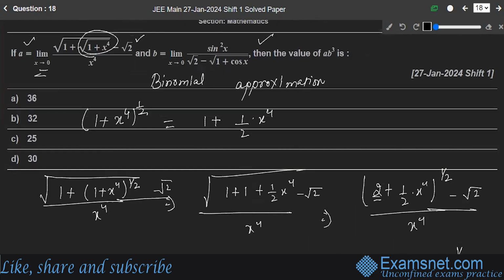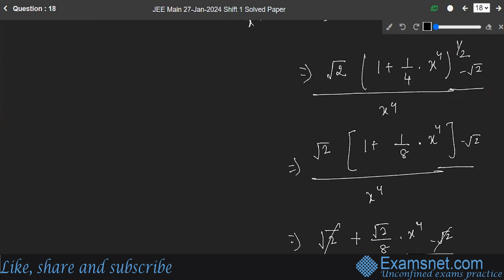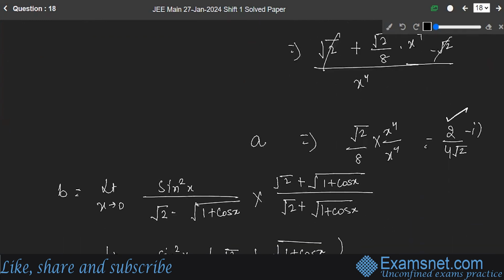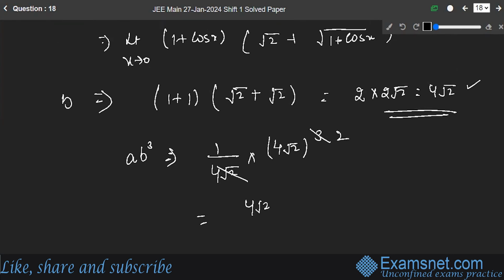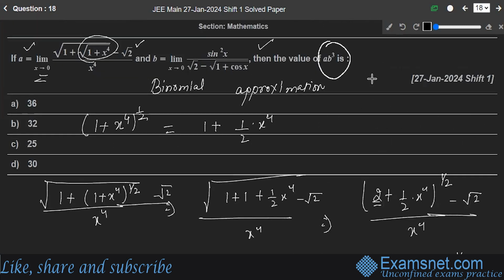Now what you have to find out is A B cube. A was this value. No, okay, this is 1. So A is this and B is this. A, B cube: A is equal to 1 upon 4 root 2 and B is this. This will cancel, like 2 will be there. So 4 root 2 square, the answer will be 32. Okay, so this is the answer to the question: 32.